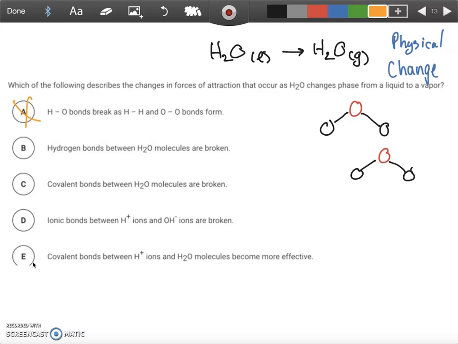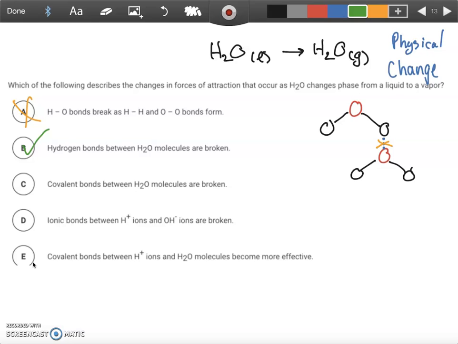Let's look at option B. The hydrogen bonds between H2O molecules are broken. So, in other words, these bonds right here. Okay, actually I shouldn't say bonds, I should say intermolecular forces, because even though it's called H bonding, it is not actually a bond, it is an intermolecular force. Well, that is correct for the most part, because when we're doing a physical change, we are altering the intermolecular forces. So far, this is a good answer. But let's go ahead and go through the other ones and see if they make sense.